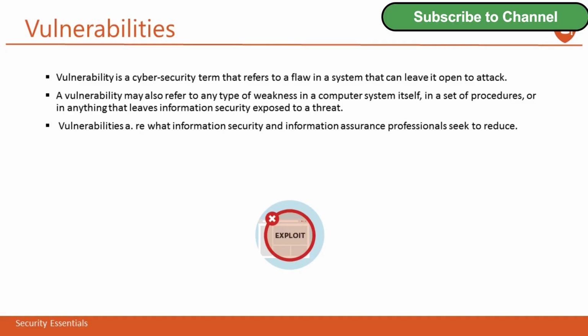A vulnerability may also refer to any type of weakness in a computer system itself, in a set of procedures, or in anything that leaves information security exposed to a threat. Vulnerabilities are what information security and information assurance professionals seek to reduce. So we want to reduce the vulnerabilities of our information systems, have to decrease the vulnerabilities. So a security professional's work is only to reduce vulnerabilities.